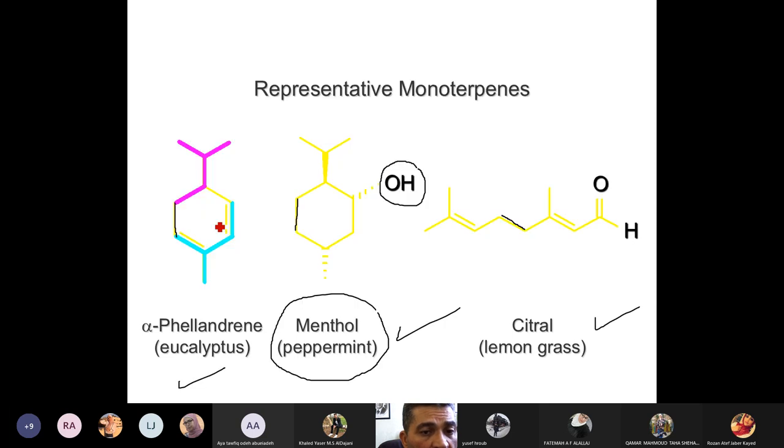Pay attention. The color is changed. Again, I repeat, this is an isoprene unit. One, two, three, four, five. Tail, head. We agreed on this, right?